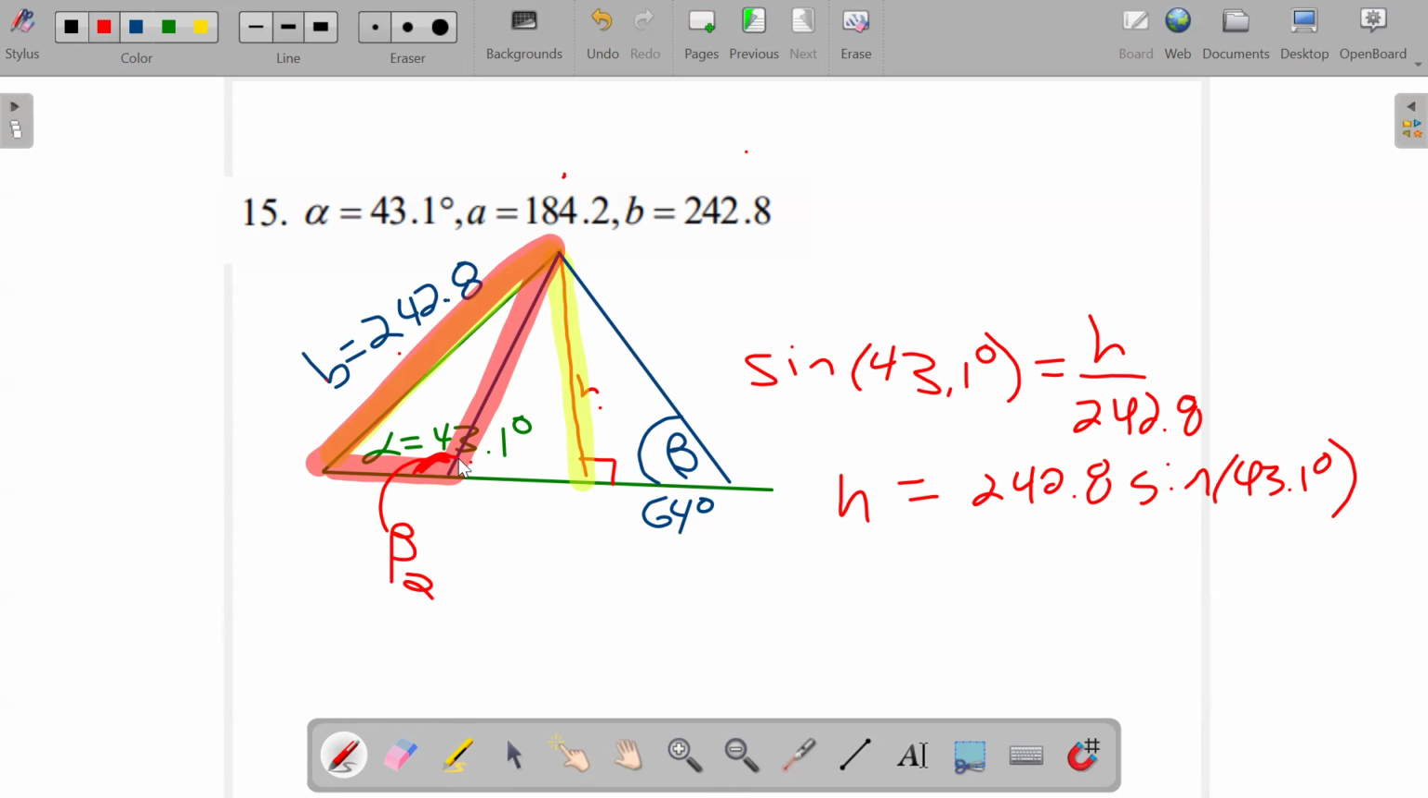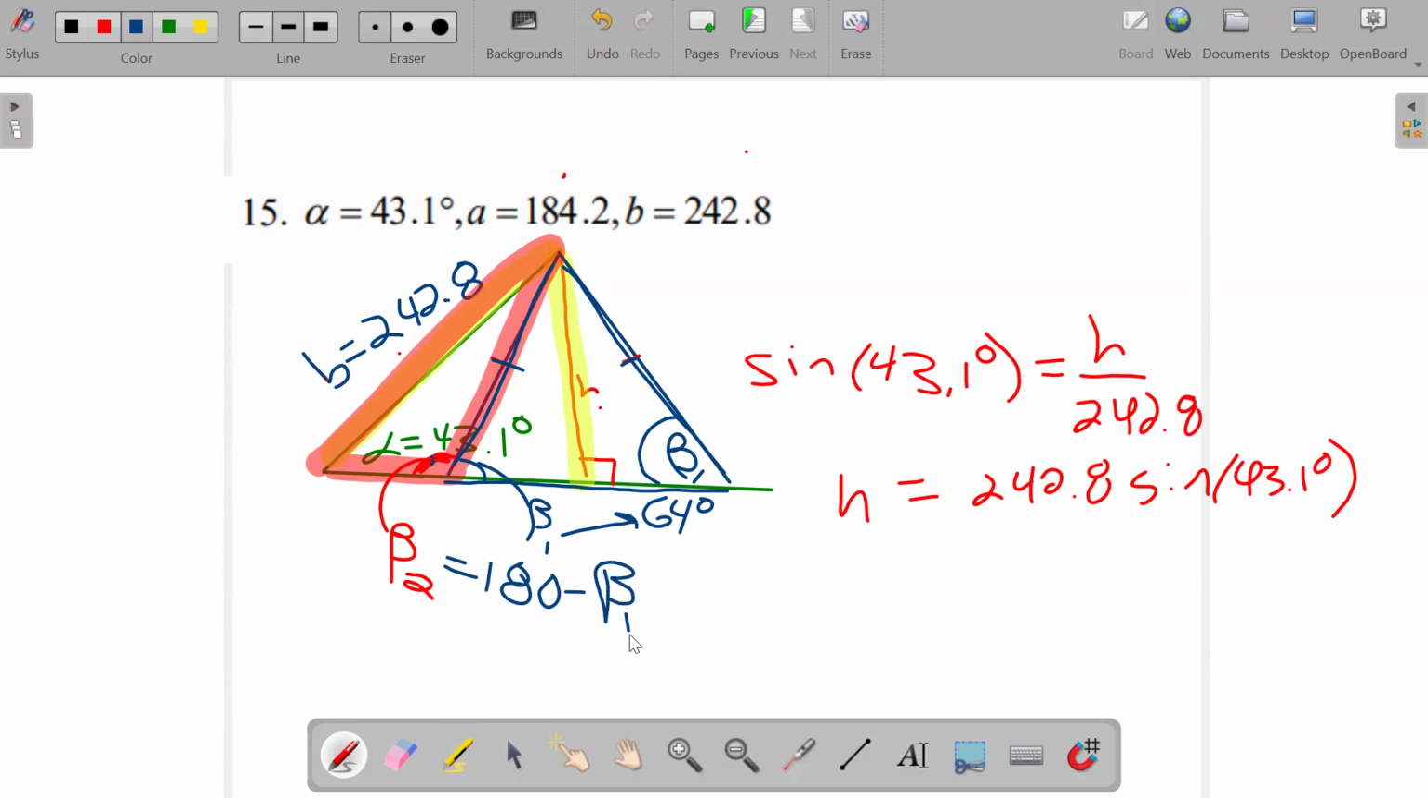What's the relationship between beta 1 and beta 2? Because these blue lines right here are the same length, this triangle right here is an isosceles triangle, which means this angle right here is also the same as beta 1, which is that one right there. So the other angle, beta 2, is going to be 180 minus beta 1. It's always going to work that way. If there's another one, your other angle is going to be 180 minus whatever beta 1 was.